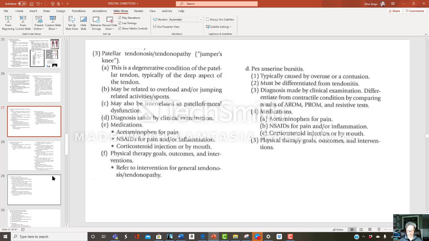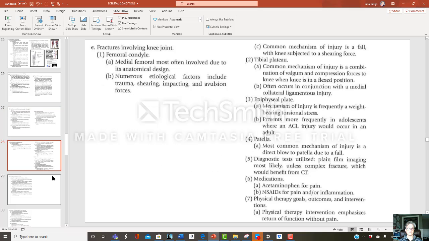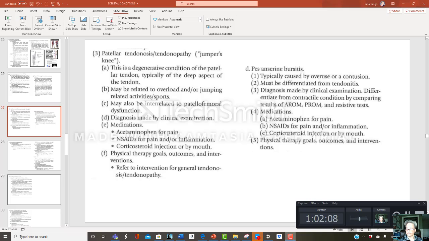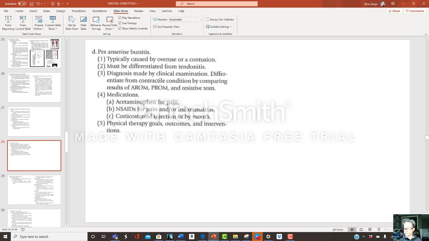It looks like I missed something. Please hold. Okay, now I went back to the PDF, and nope, that's all there was for that one.